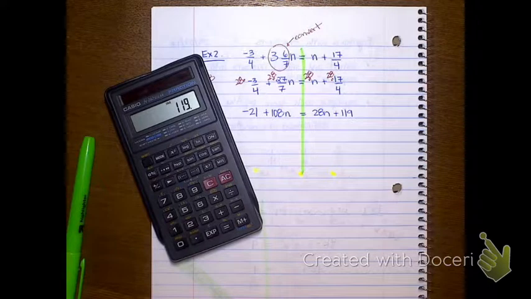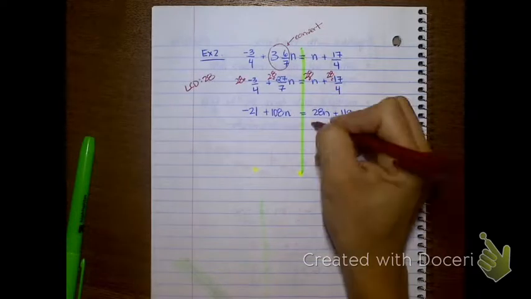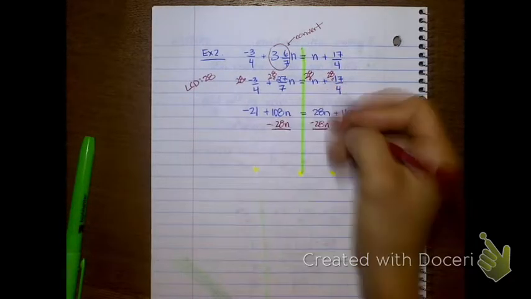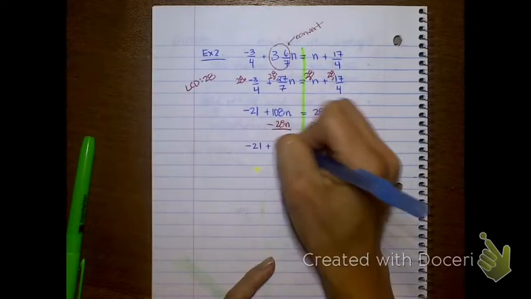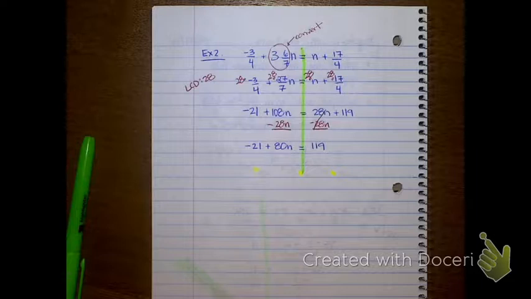Okay, so now this is an equation that's more manageable. So what do you guys want to do first to solve this one? Do we have variables on both sides? Should I maybe move one of these? Which one do you guys want to move? 28. Okay, so we'll move 28 by subtracting it. We're going to move it over to the left side. We're going to make sure we put it under its like term with an n. So now we get -21 plus 80n equals 119. From there, which one's the constant over here? -21. Okay, so let's add it to get rid of it.